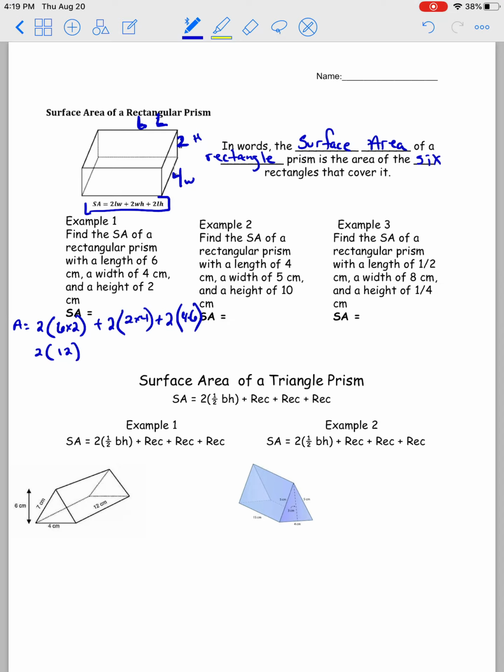I know this will be 2 times 12 plus 2 times 8 plus 2 times 24. And this is going to be 24 plus 16 plus 48. Now just add them up. 24 plus 16 plus 48. And that's going to give you 88 centimeters squared.